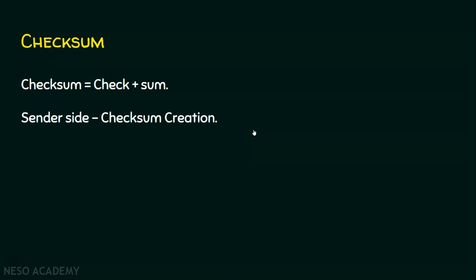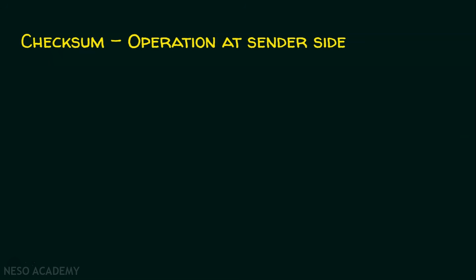So obviously, on the sender side the checksum is created and on the receiver side the checksum is validated. After validation, if the receiver finds out that there are no errors, then the packet or the data is accepted. Otherwise, the data is rejected. Let's see how this checksum is created on the sender side. The operation of creating the checksum on the sender side involves 4 steps.